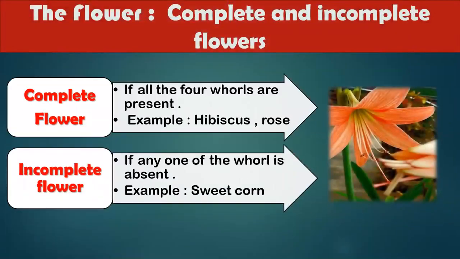Sometimes the terms incomplete and complete are also used. Let's see what are these. A complete flower is that flower which consists of all four parts, that is androecium, gynoecium, calyx and corolla. Whereas an incomplete flower, if any one of the parts is not present in a flower, it is termed as an incomplete flower. I hope you are clear with the unisexual flower, bisexual flower, complete and incomplete flower.